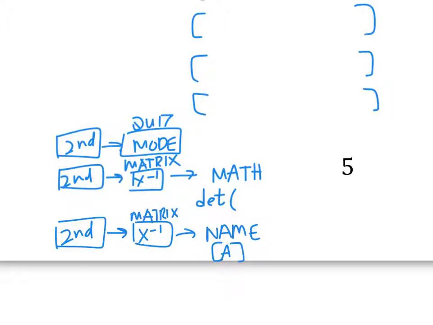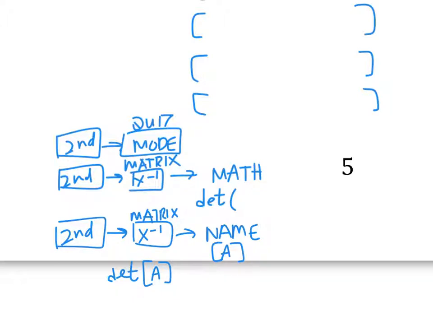Enter, and then it says DET A. So press enter again. It should give you -10, if you type all 9 numbers in correctly. Yes, good? All right, so that's how you use it.